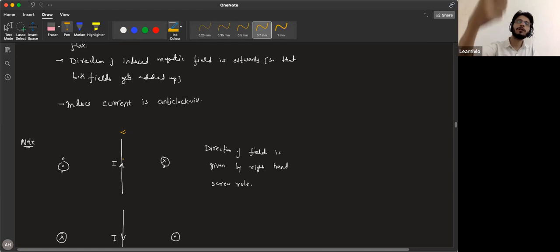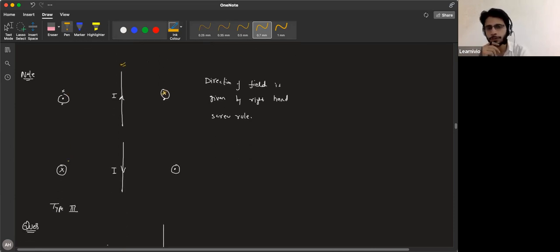Screw rule says, just place your thumb in the direction of current and the curvature of finger will give the direction of magnetic field. So when you take this, the curvature of finger is clockwise. So here the magnetic field is inwards and here the magnetic field is outwards. We already finished this thing in chapter number 4, application of Biot-Savart's law.